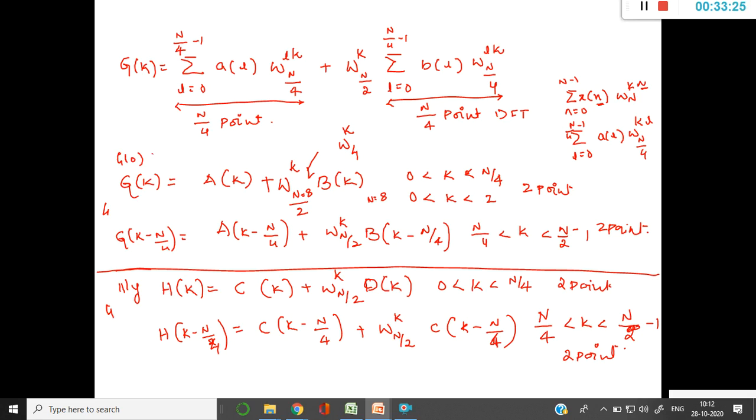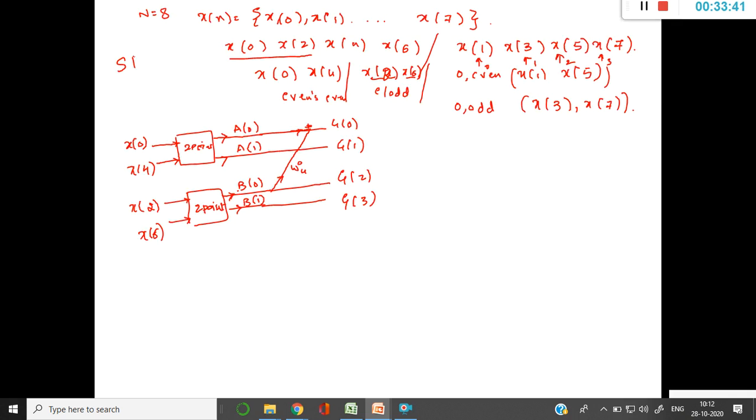For the first case, g of 0 is equal to a of 0 plus w4 to the power of 0 b of 0. Once again, let me go to the signal flow graph. This is, I call it as signal flow graph or butterfly diagram. What is this? Butterfly diagram. So here b of 0 is getting multiplied with w4 to the power of 0. Further, this signal is getting added with a of 0, so that I am going to get g of 0. Am I clear?